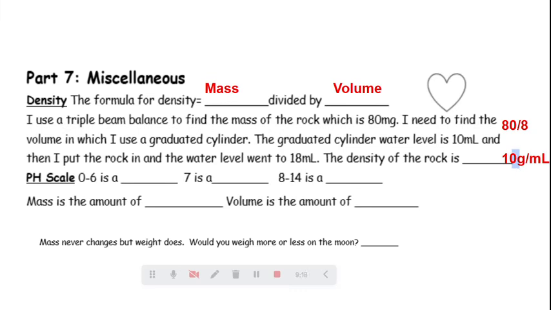Doing awesome. The pH scale 0 to 6 is considered acid, 7 is neutral, and 8 to 14 is a base. Okay. Mass, reminder, is the amount of matter, and volume is the amount of space. And my last question: mass never changes, but weight does. So would I weigh more or less on the moon? I'm going to weigh less on the moon.